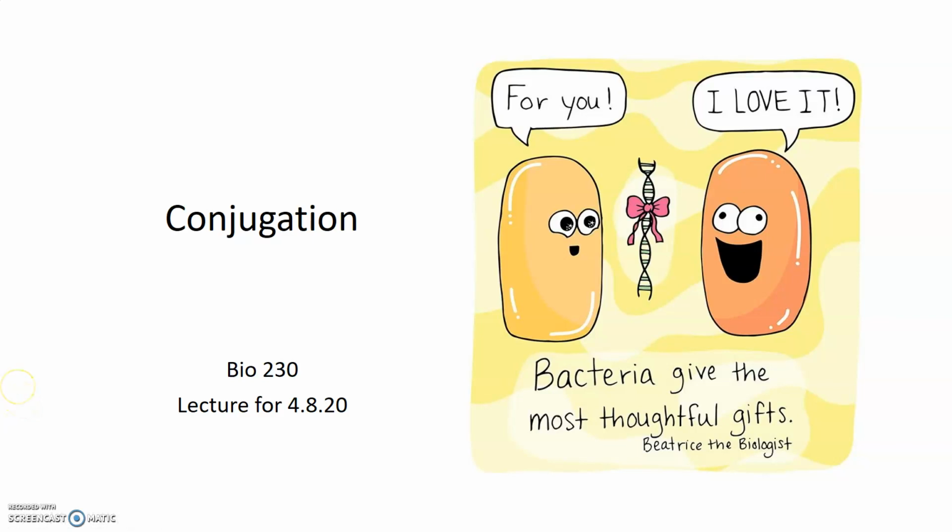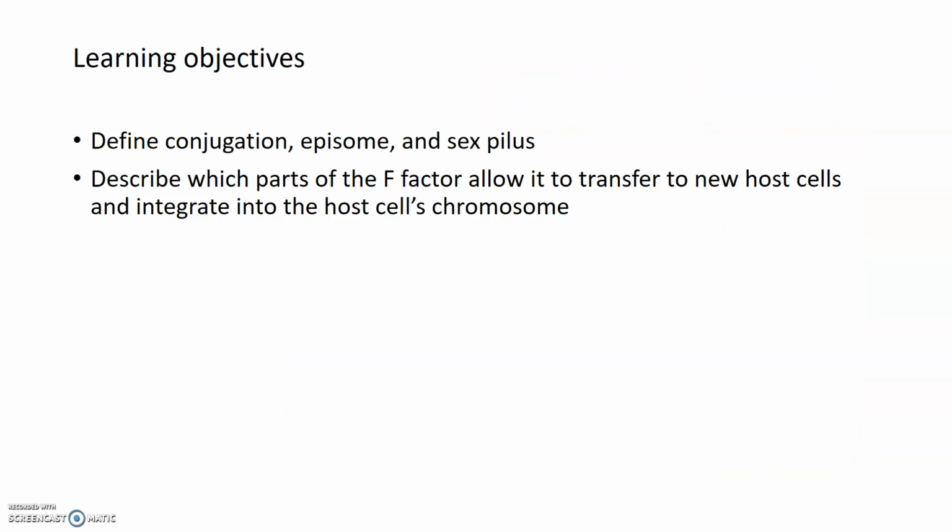This is part 1 of a lecture on bacterial conjugation from April 8th, 2020. The main purpose of this lecture is to define some terms associated with conjugation, such as sex pilus and F factor, and then talk a little bit about what F factor F plasmids are and what parts of these plasmids allow them to be transferred to new hosts through conjugation, as well as to integrate into the host cell's chromosome.